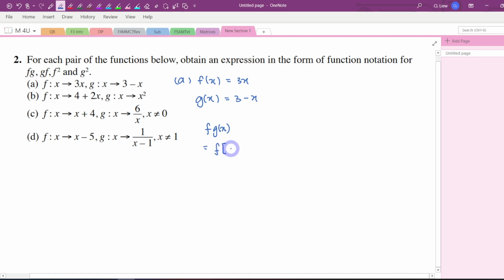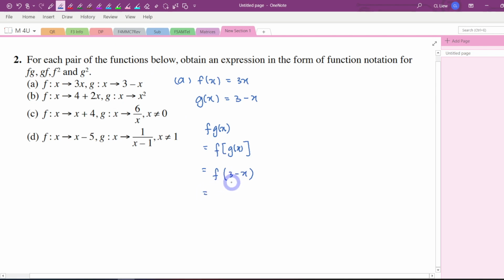Now let's focus on g of x first. I'm going to write a square bracket here to let you know that now we are focusing on this function g of x. g of x is equal to 3 minus x, right? So I'm going to replace this by 3 minus x. So for f, I will just copy 3 minus x. Okay, so this is f.